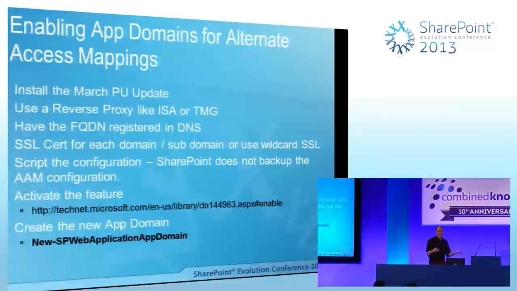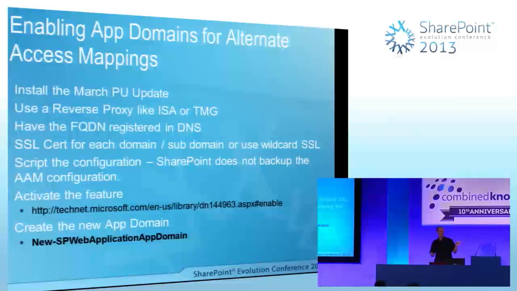Although, like I say, I haven't tested it. This literally just came out in March. But it does also allow us to support alternate access mappings URL, which we could not support in RTM. So we could now extend and map and have a second URL for external access, for example, and it will now support that for the app domains.